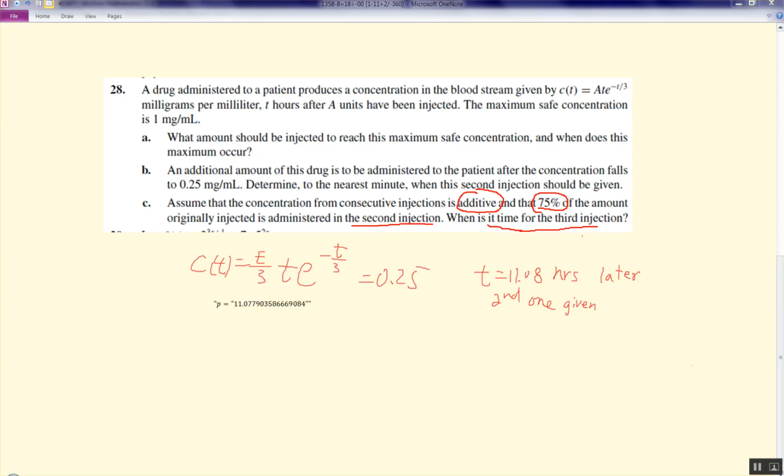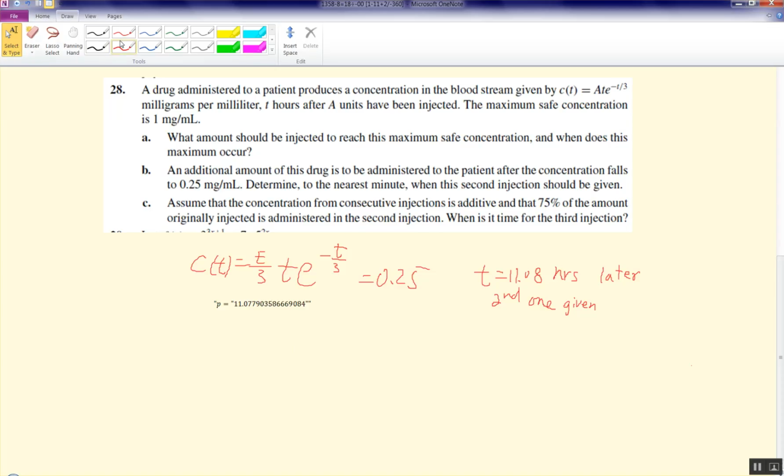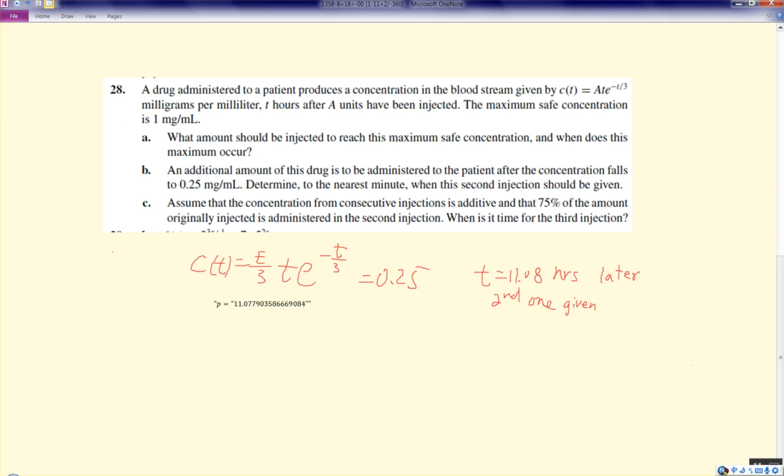What is the time for the third injection? So after the second injection, when the concentration drops down to 0.25 milligram per millimeter, then that would be the time for the third injection, right? So with that, we should write down the relationship here. So this is what we developed.